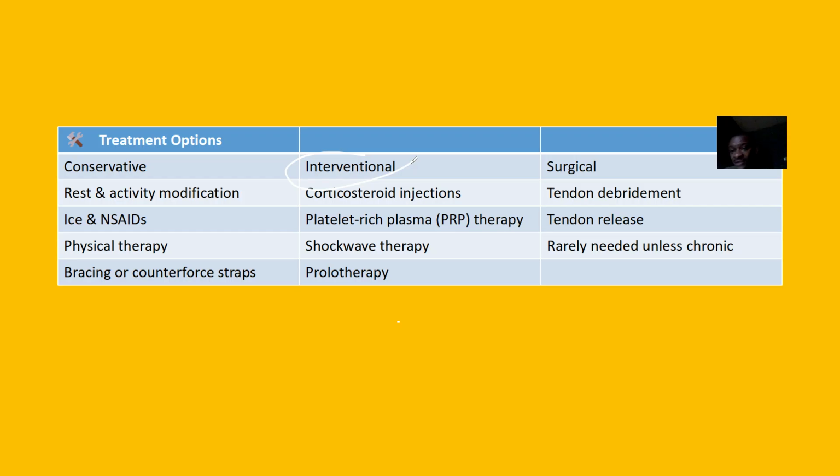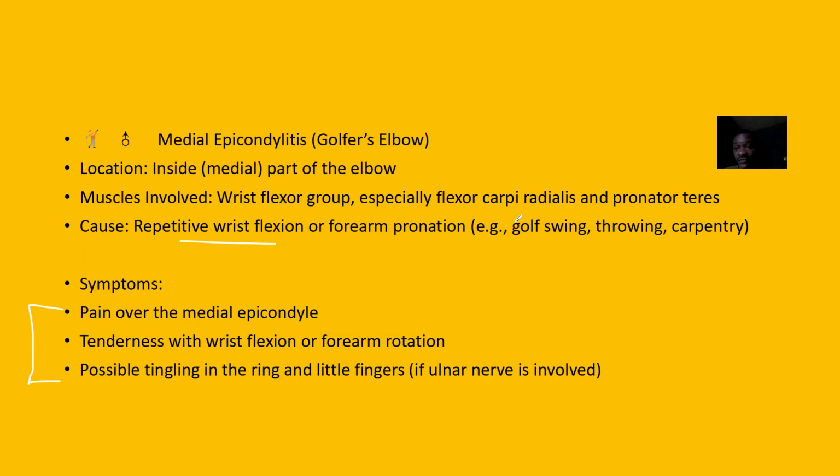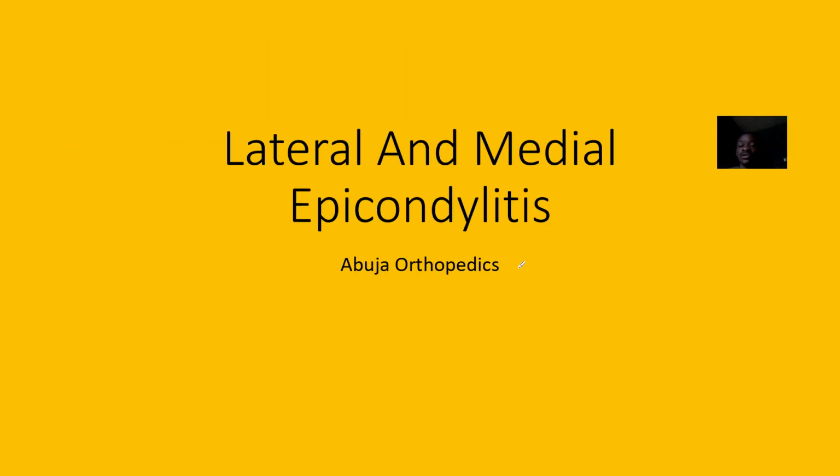You can have interventional treatment, where you use corticosteroids, platelet-rich plasma, then prolonged therapies. Then surgical options, where you might go in for tendon debridement or tendon release. But all these other options we are listing are not things that you go for first. First the person should go into a lot of rest for that period.